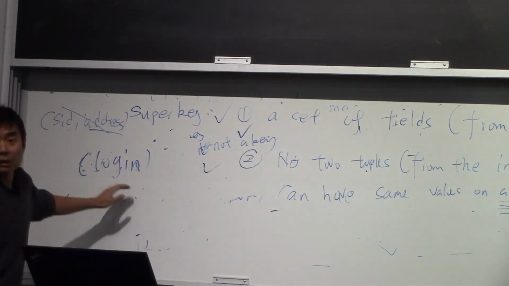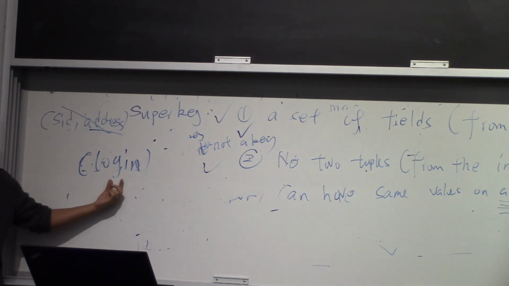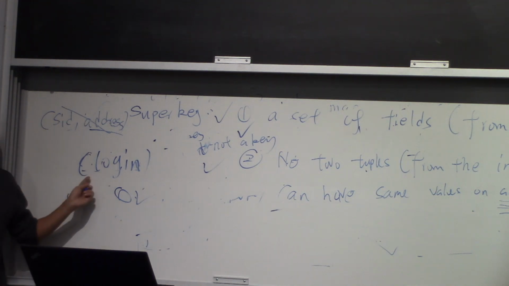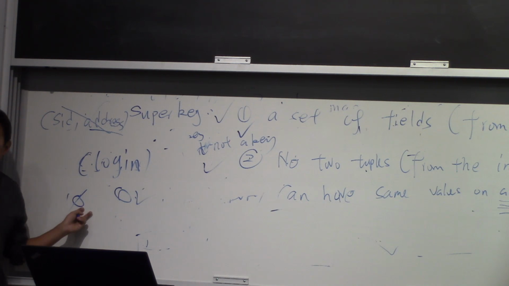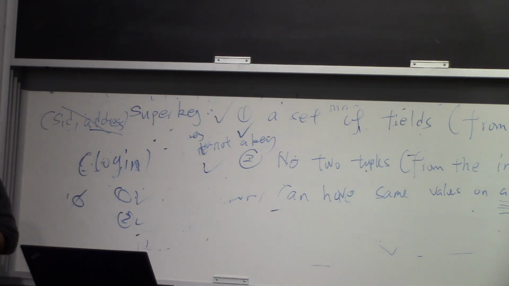So what about login? First of all, it is a super key because it is a set of fields from that schema, which has a single field, which is login. And no two student records have the same login value. Does that make sense? So it is a super key. So the first requirement is satisfied. The only proper subset of this super key is what? The empty set itself, which is not a super key. So the second constraint is met as well. So it is a key.